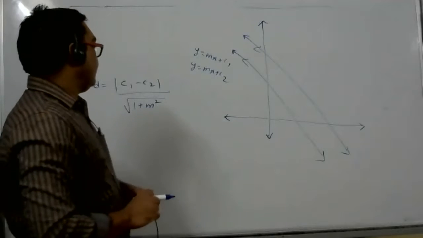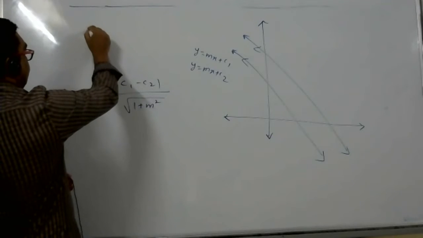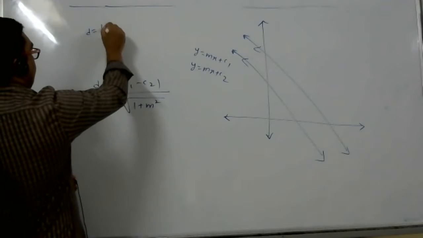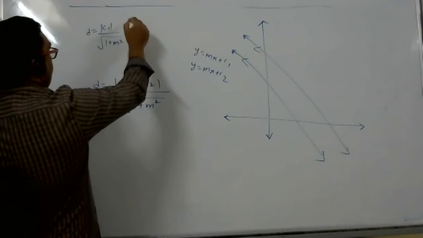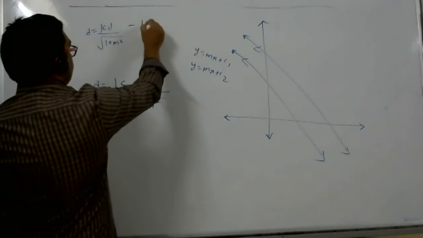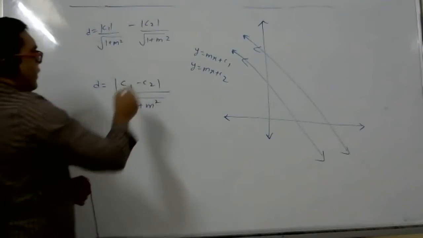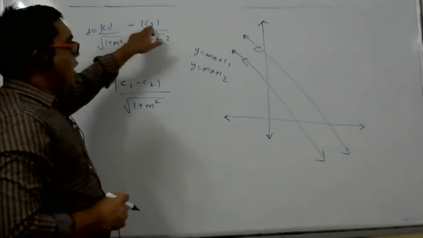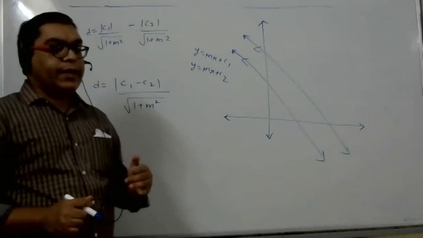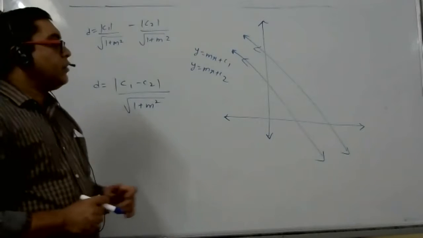Students, see here. Before this, what was the step? D is equal to mod c1 by square root of 1 plus m square minus mod c2 by square root of 1 plus m square. After that, I wrote it this way. You told me that this is not correct if c1 and c2 are such that one is positive and one is negative. Do you remember the doubt? Yes, sir.